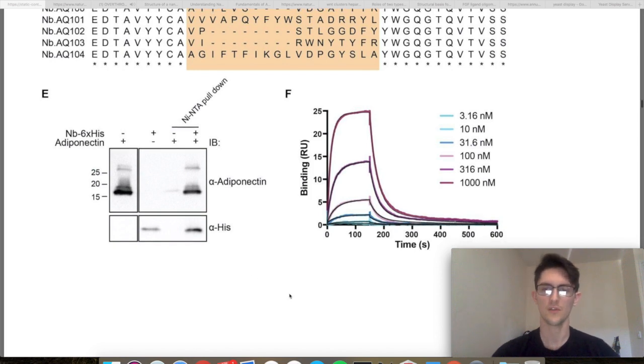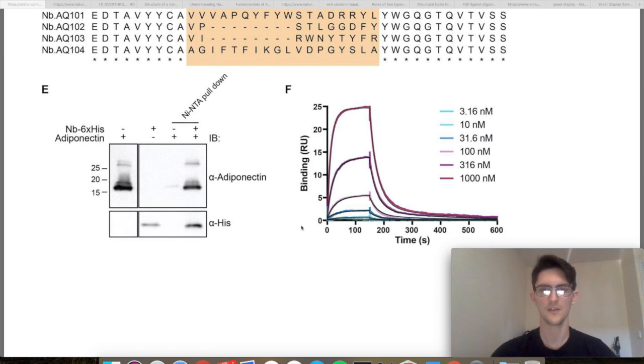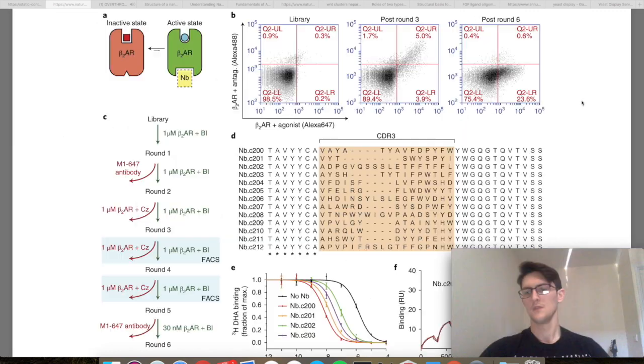And then they take one of the nanobodies and do SPR on it, and they see increasing binding response for a titration, indicating that indeed it does bind. So at this point we go into the real meat and potatoes of this paper, a nice proof of principle.